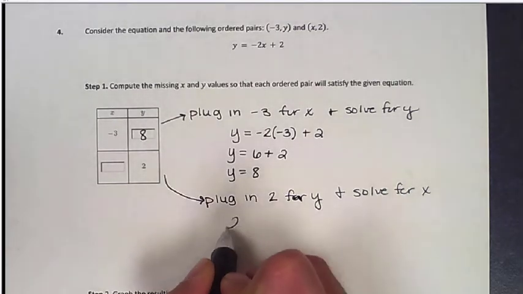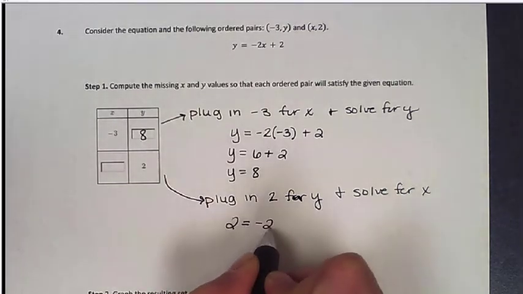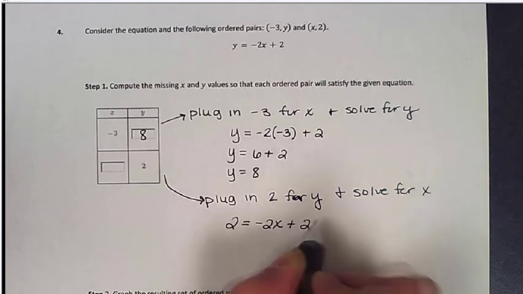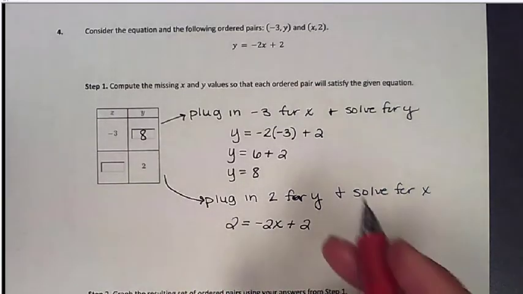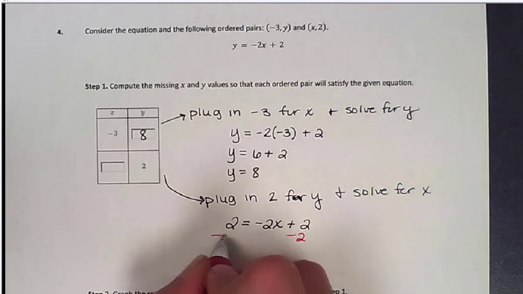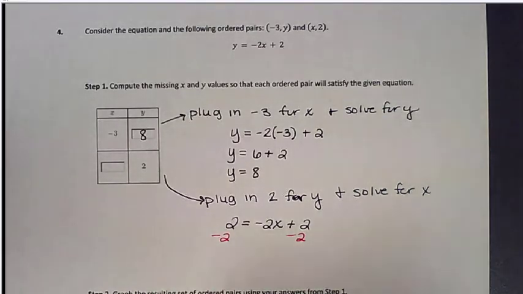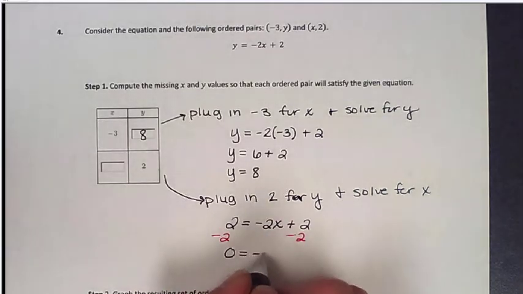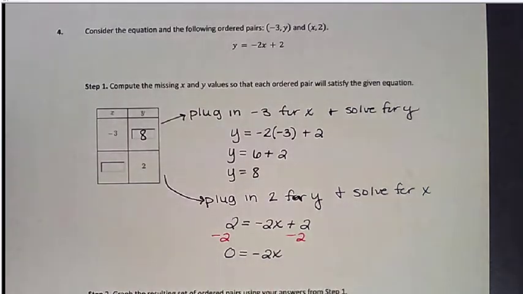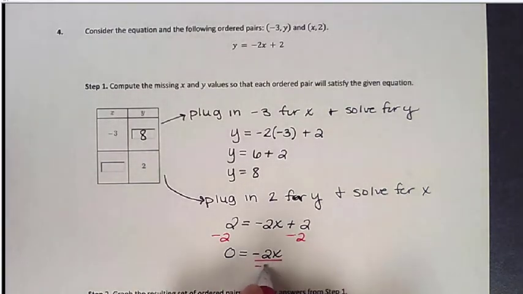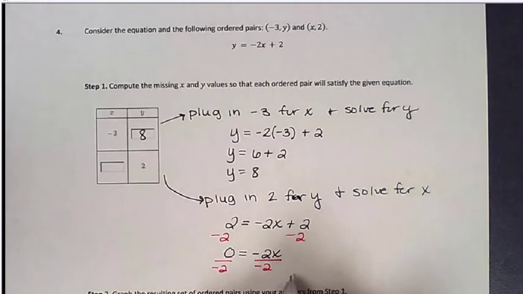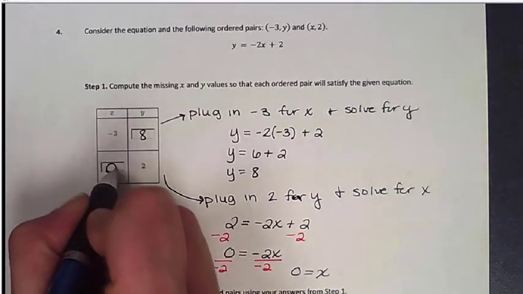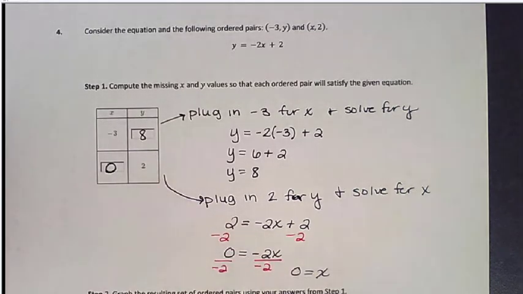So here we've got 2 equals negative 2x plus 2, and we're going to solve for x, so we're going to subtract 2 from both sides, and we get 0 equals negative 2x. Remember, 0 is a perfectly fine number. There's nothing wrong with that. So we're going to divide everybody by negative 2, and we're going to find out that 0 equals x. So when x is 0, y is 2.